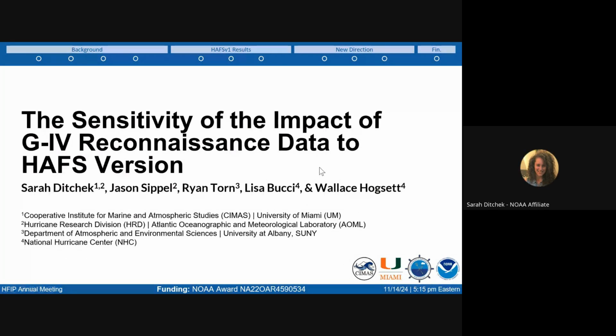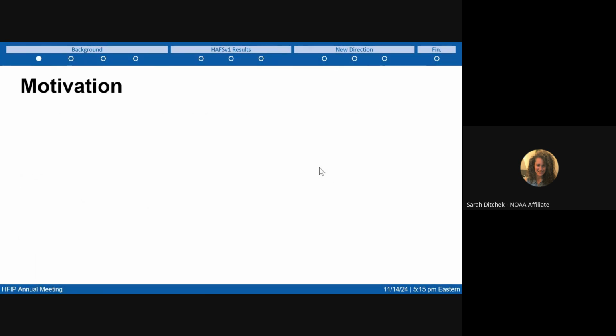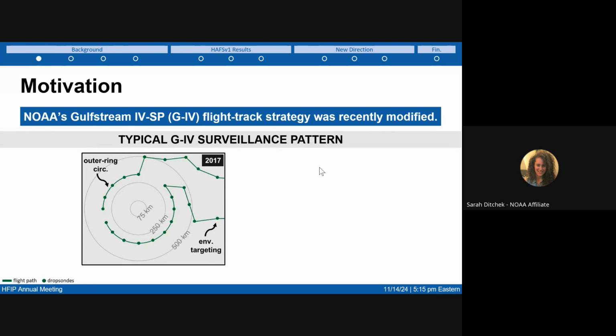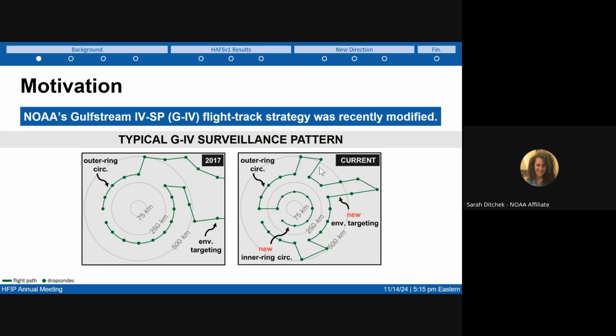Yes. Great. Okay, so what I'm going to be showing you today is some preliminary analysis from a sensitivity study on the impact of G4 Recon to HAFS version. So how do we get to this project? NOAA's G4 flight track strategy was recently modified. In 2017, the typical G4 surveillance pattern was just one outer ring circ around 330 kilometers from the TC center, as well as environmental targeting described by Aberson in 2003.